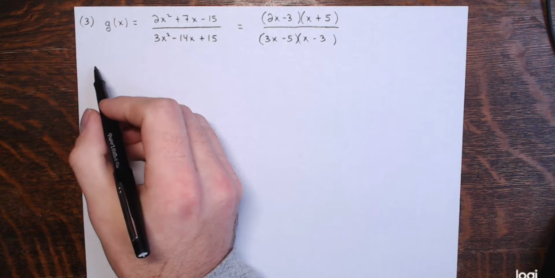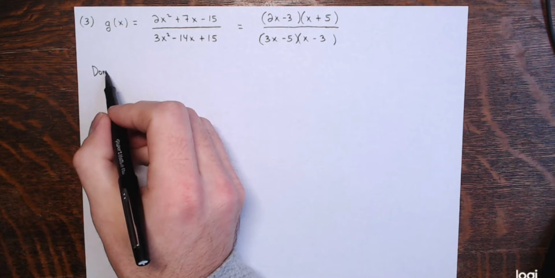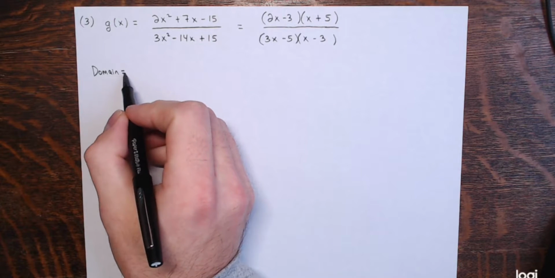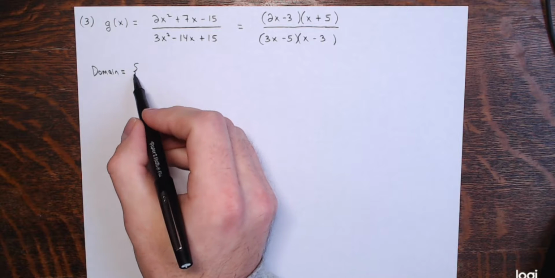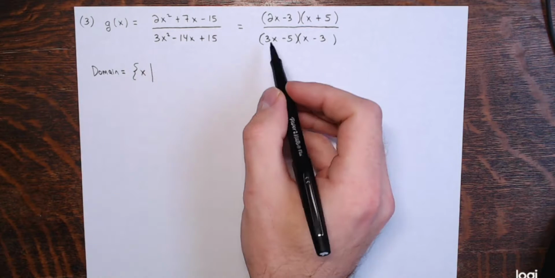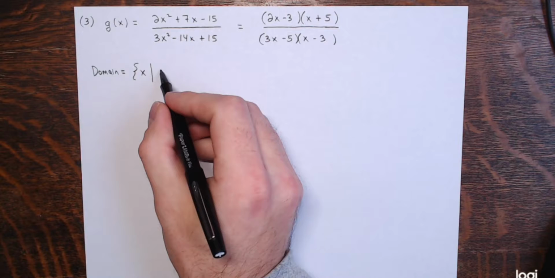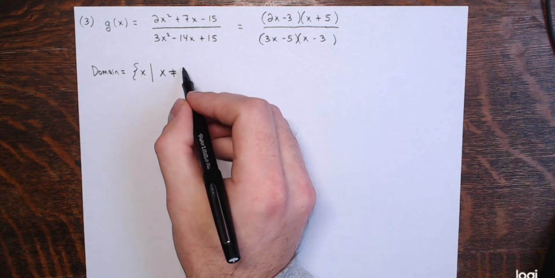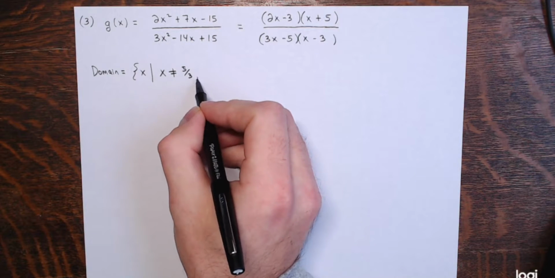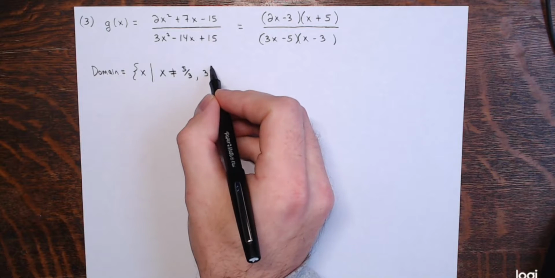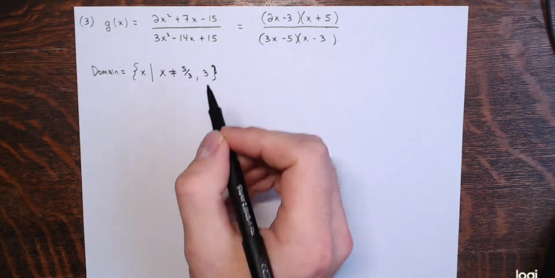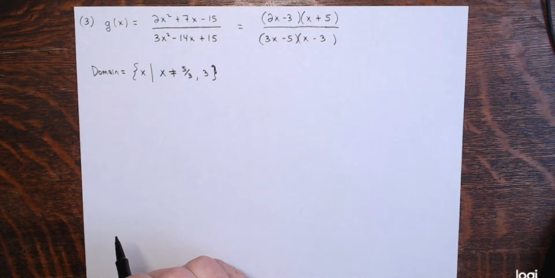Now that the denominator is factored, I should easily be able to state the domain. It's all values of x except 5/3 and positive 3. So 1 and 2/3 and positive 3. Those aren't good. Those will make me divide by 0.